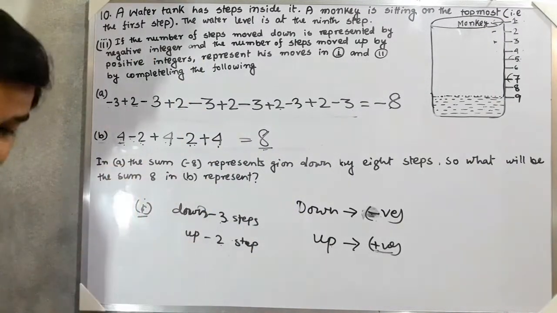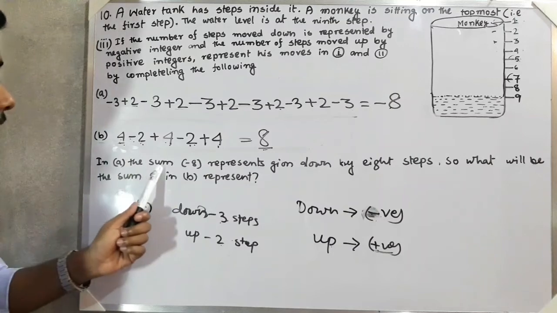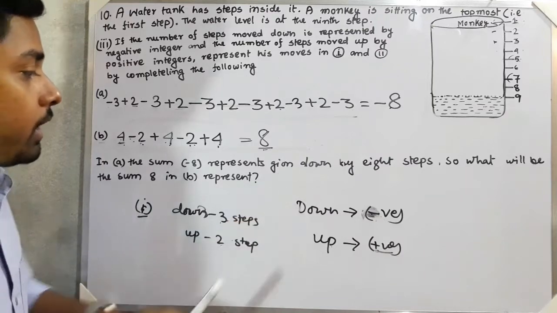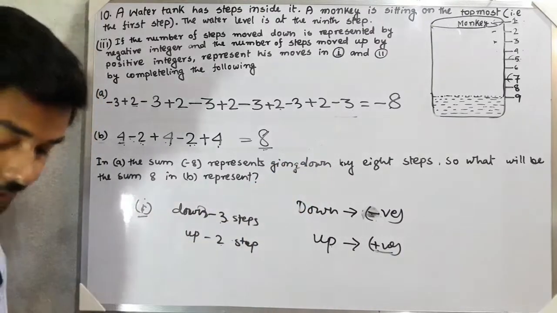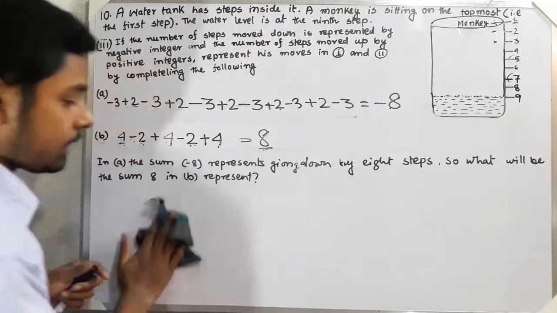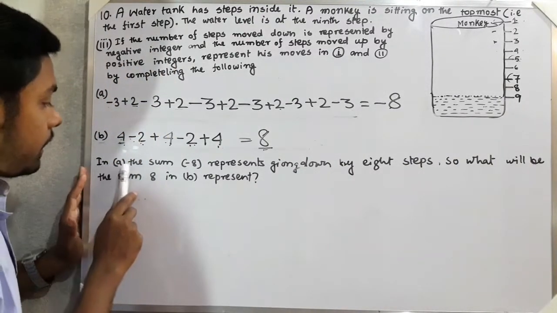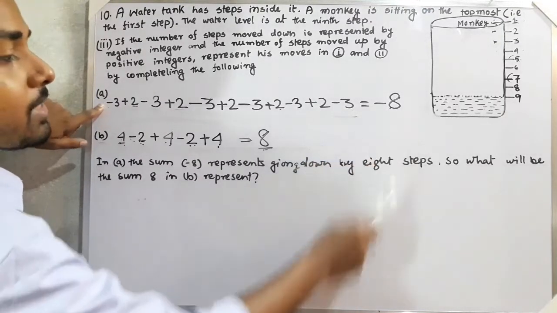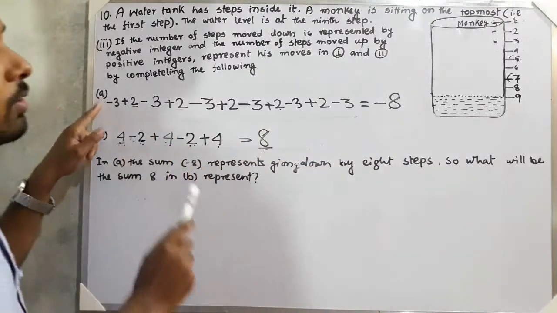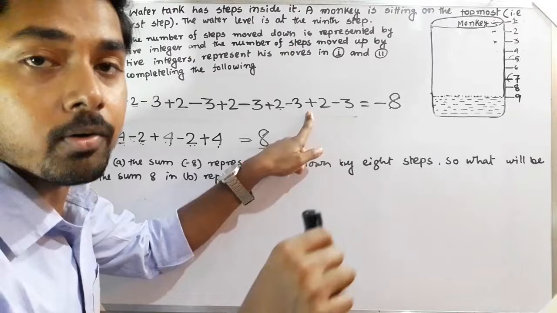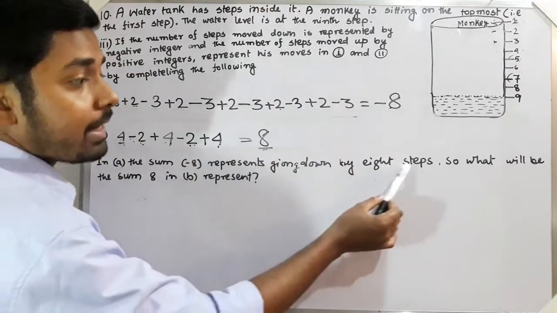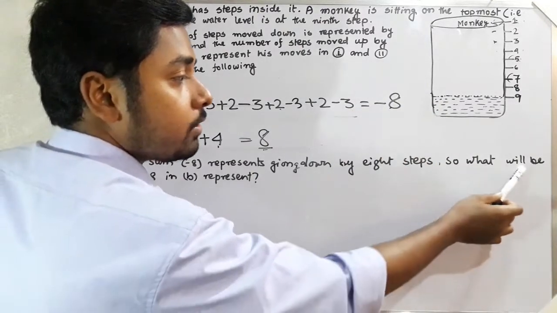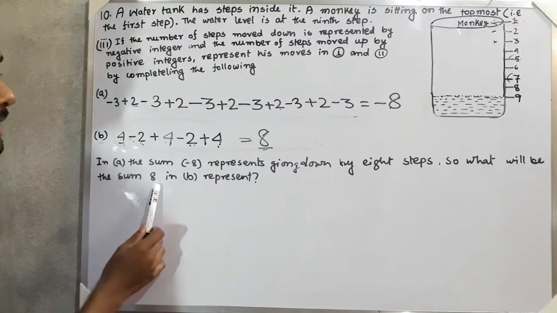Now what is it telling? In A, the sum minus 8 represents going down. Okay, now we are erasing this because otherwise you will be confused. What is this asking? In A, the sum minus 8 represents what? Going down. In question number 1, the monkey is going down by 8 steps. Okay, no problem because it is 8 here.